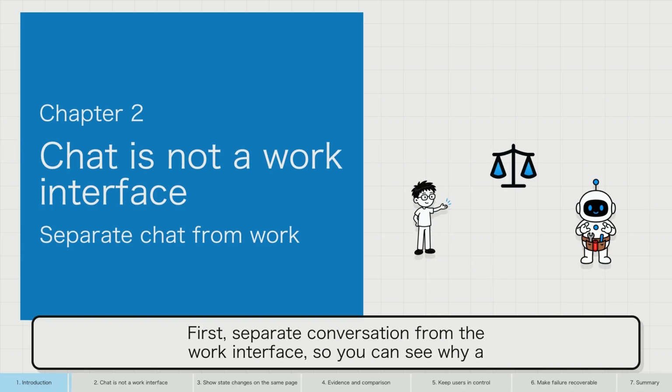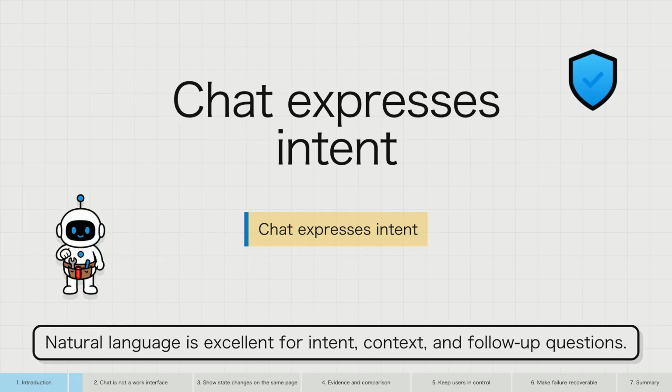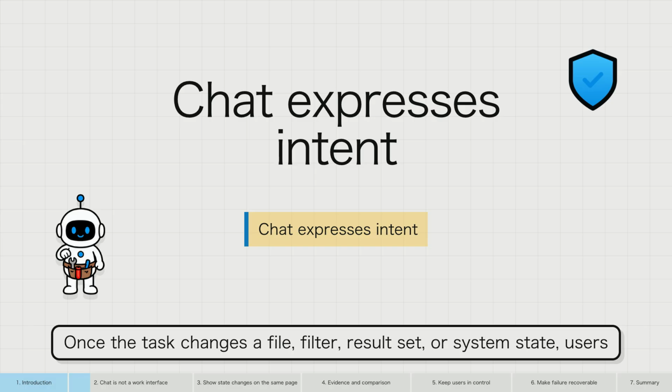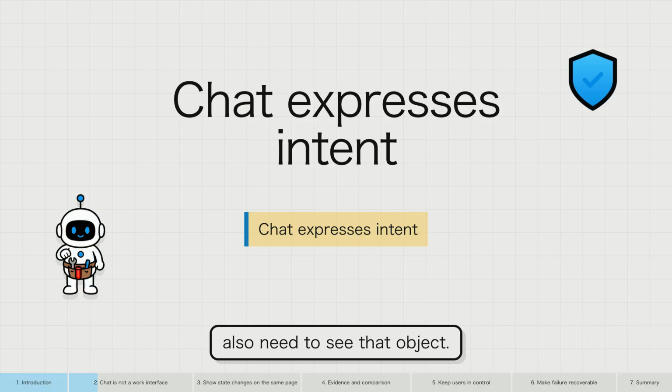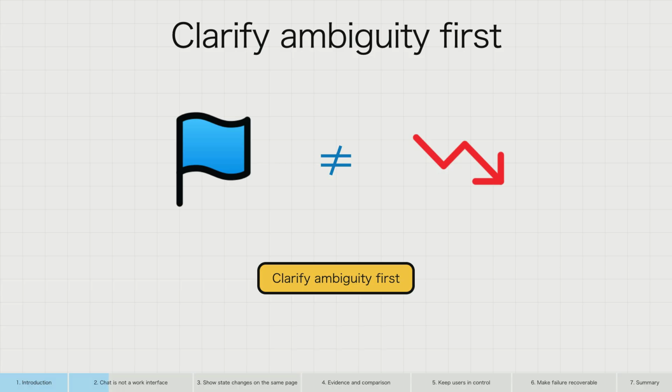First, separate conversation from the work interface, so you can see why a chat window cannot carry a complex agent task by itself. Natural language is excellent for intent, context, and follow-up questions. Once the task changes a file, filter, result set, or system state, users also need to see that object. The source recommends clarifying questions when a query is ambiguous instead of guessing. One core job of conversation is to expose uncertainty and complete the request.